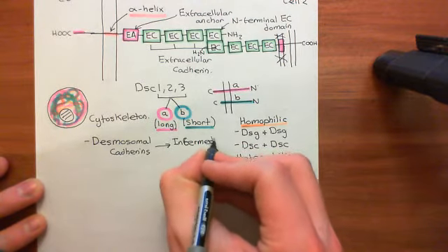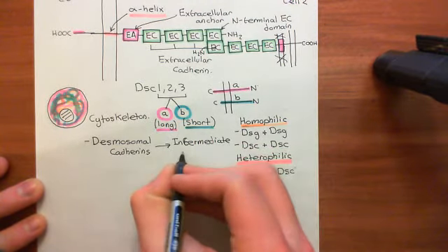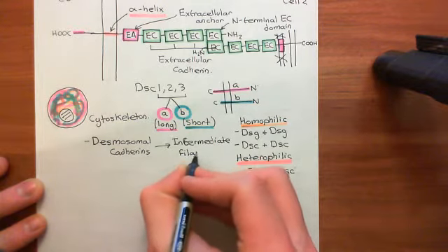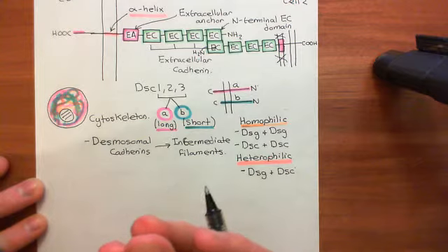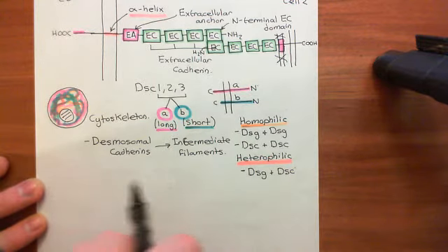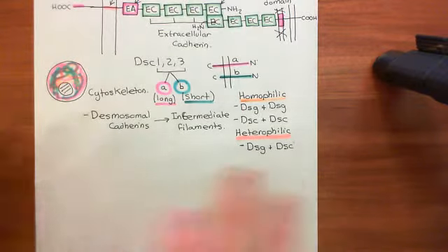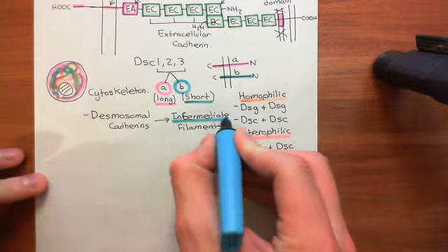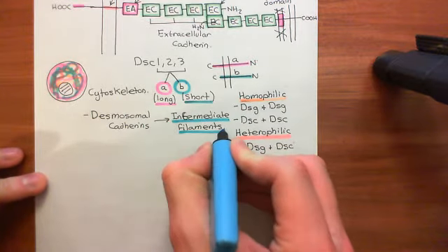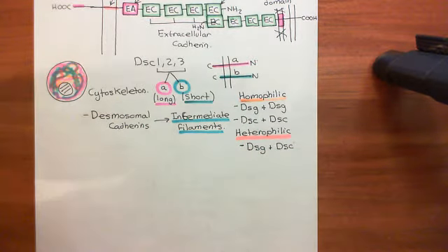Okay, intermediate filaments. Now, contrast this to the classical cadherins, which basically bind to actin filaments within the cytoskeleton. So I want to talk about what an intermediate filament actually is. But firstly, let me give you a name that you're probably more familiar with.